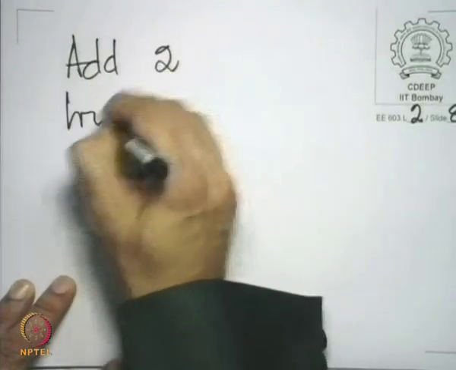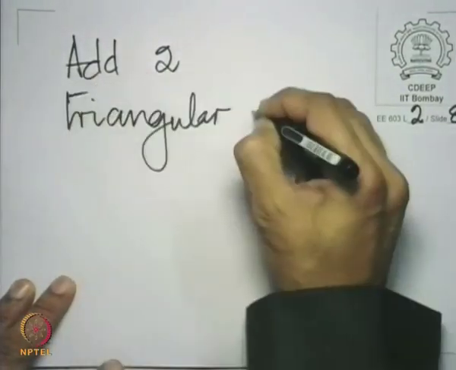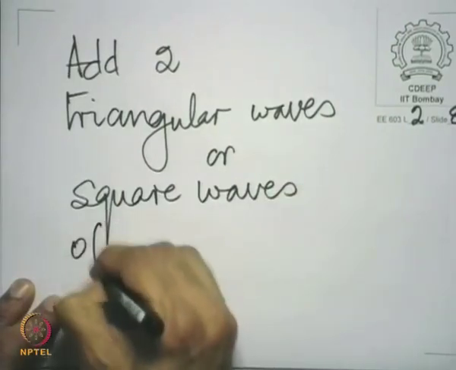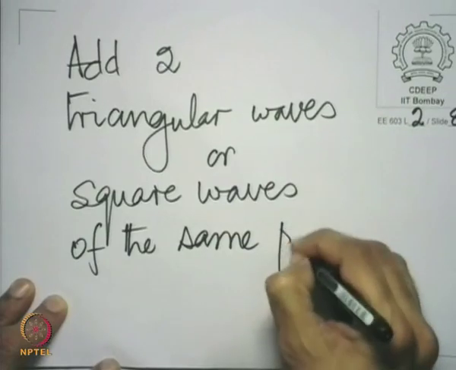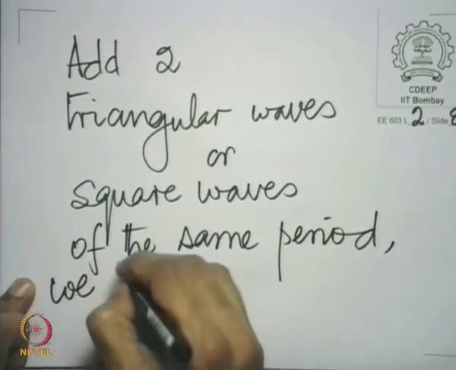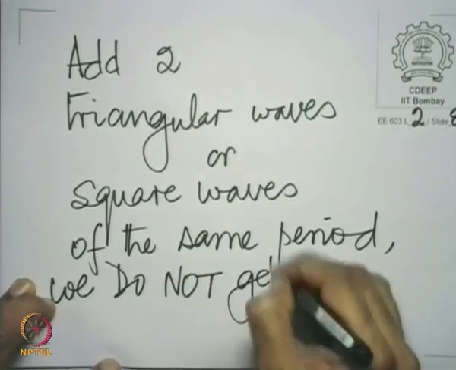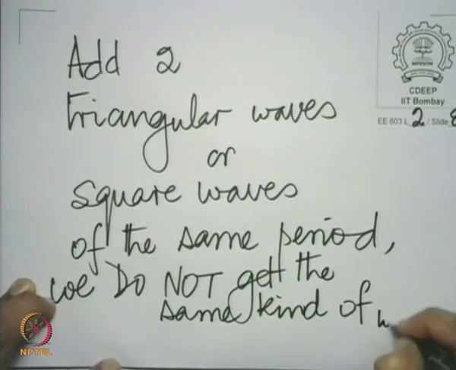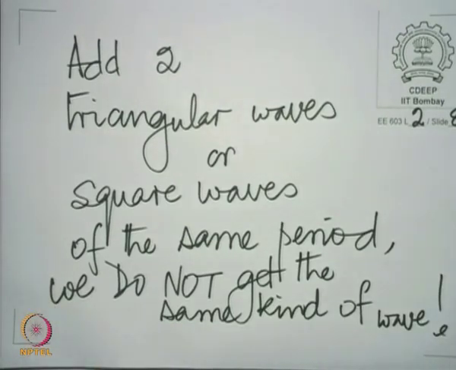When we add two triangular waves or square waves of the same frequency or of the same period, we do not get the same kind of wave. Of course, they look like combinations of straight line segments, that is all right. But they are definitely not square waves as we knew them in the beginning, or triangular waves as we knew them in the beginning.